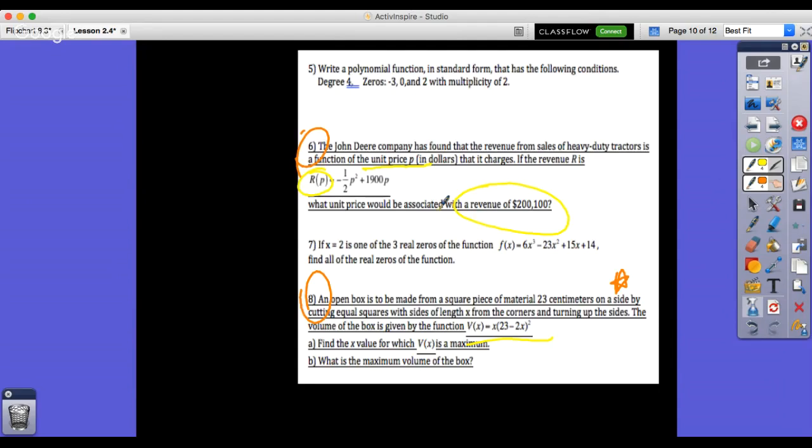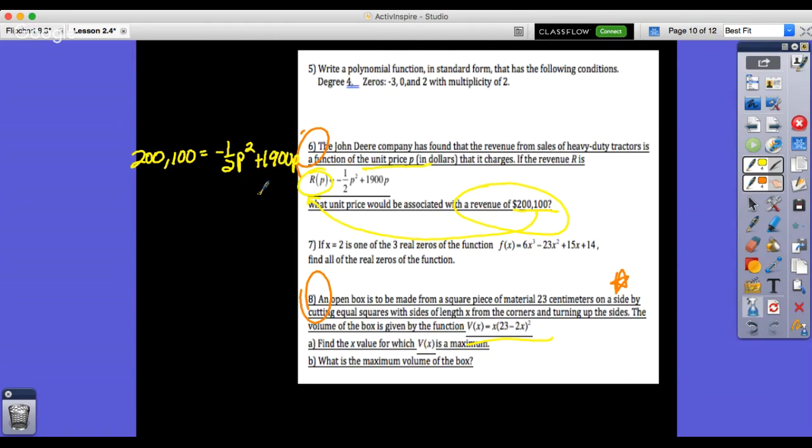So how can we execute this? Plug in $200,000 for the R(P). We're just literally plugging it in. I think there was one on number 1 that was very similar to this one. I think this one's a little bit tougher, but same idea. So the question is what is P? We're trying to solve for P.